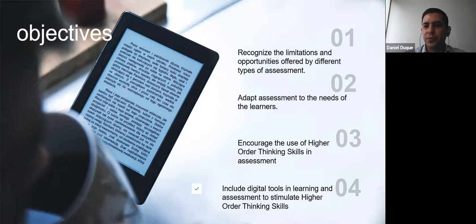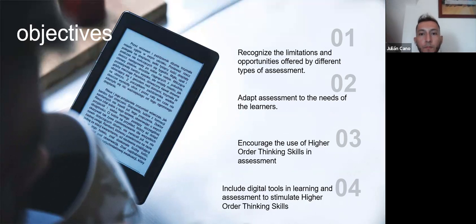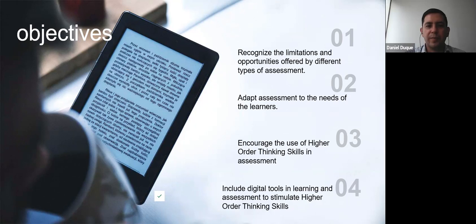I need a volunteer to read the 4 objectives for today's lesson. You can raise your hands. I can do it. Go ahead, Julia. Recognize the limitations and opportunities offered by different types of assessment. Number 2, adapt assessment to the needs of the learners. Number 3, encourage the use of higher order thinking skills in assessment. Number 4, include digital tools in learning and assessment to stimulate higher order thinking skills. Thank you very much.